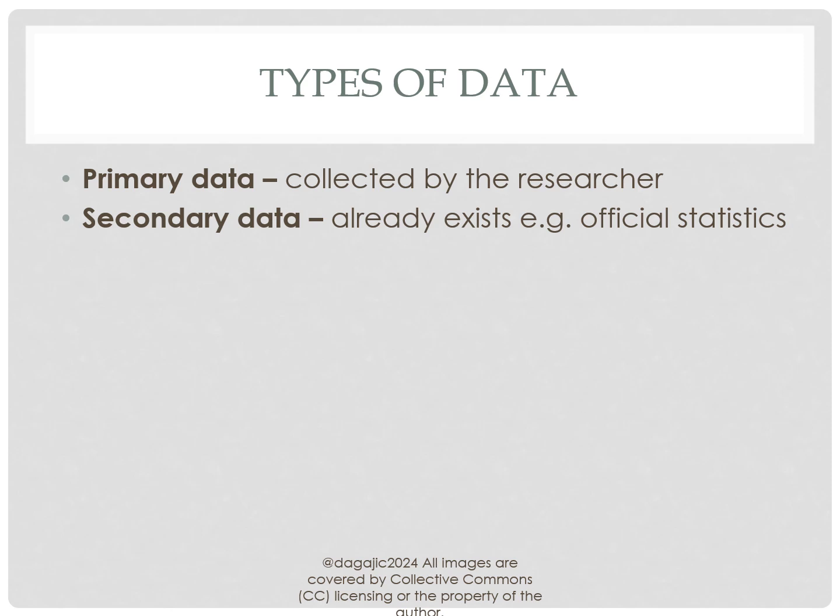Primary data, as the name suggests, is data that's collected first-hand by the researcher. Secondary data is data that already exists. So, for example, official statistics. When we carry out a content analysis, it's secondary data that we're analysing because it's something that's already out there.